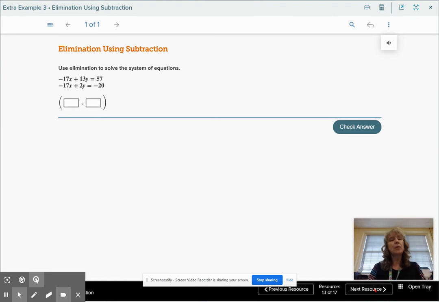Okay, take a look at this equation. You'll notice that you're going to have to subtract one of the two equations because our negative 17x is in both of them. So pick one of the equations to subtract, work through it, and then you'll check your answer. Okay, hopefully you determined that x was equal to 2 and y was equal to 7. How are you doing?